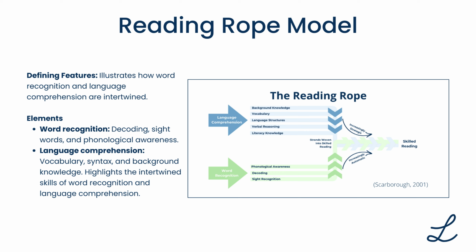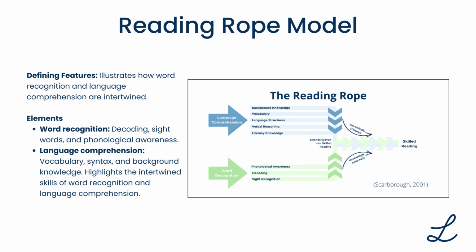Each strand is further divided into smaller threads. For example, phonics underpins decoding, while verbal reasoning enhances comprehension. When these strands are tightly woven through practice and instruction, they create a strong reading rope that supports proficient reading. Weakness in any thread can unravel the process, highlighting the need for targeted, systematic instruction to strengthen each element.